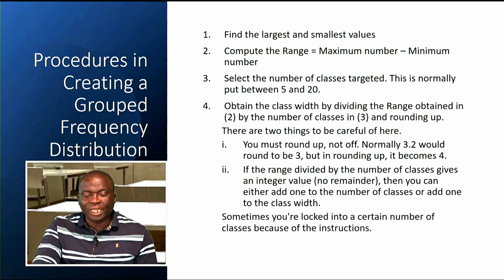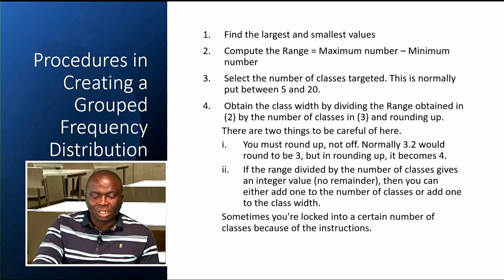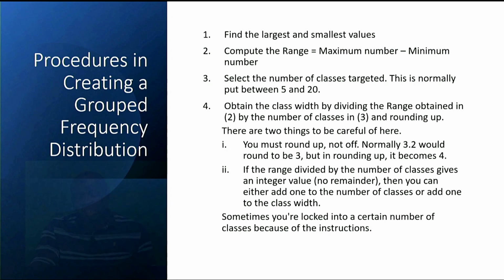Then the next thing is to obtain the class width by dividing the range obtained in step 2 by the number of classes in step 3 and rounding up. There are 2 things to be done carefully here. You must round up, not off. Normally 3.2 will be rounded to 3, but in rounding up it becomes 4. If the range divided by the number of classes gives an integer value, no remainder, then you can either add 1 to the number of classes or add 1 to the class width.